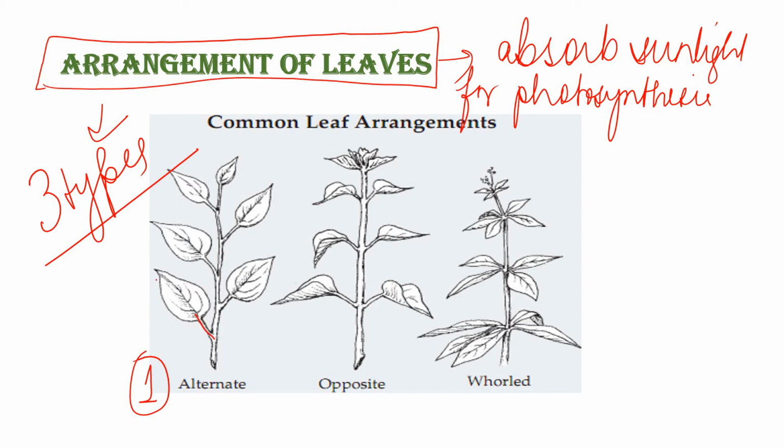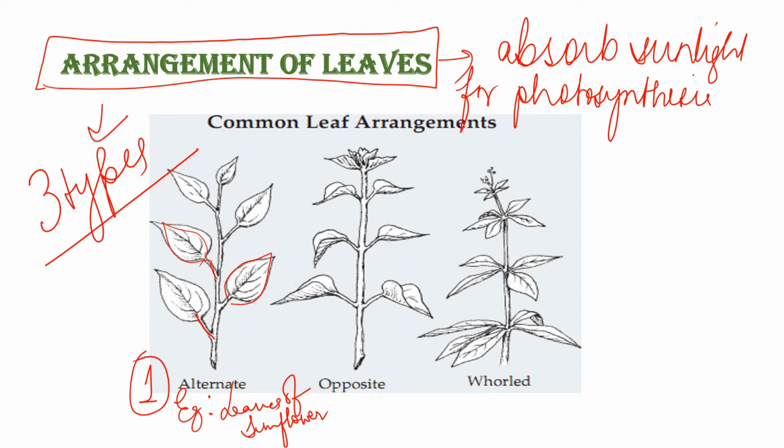From one node there is one leaf, then after some distance there is another leaf, then after some more further distance there is another leaf. So there is an alternate pattern of leaf arrangement, and this is basically found in the leaves of sunflower. Okay, example is given. Next we come to opposite leaf.